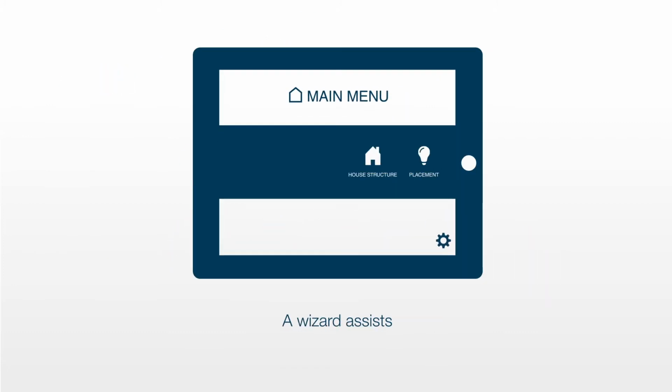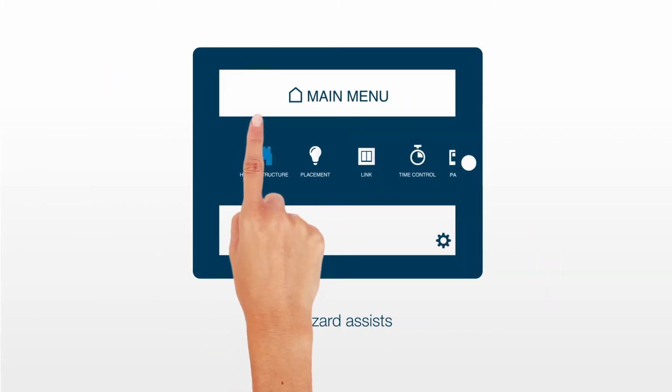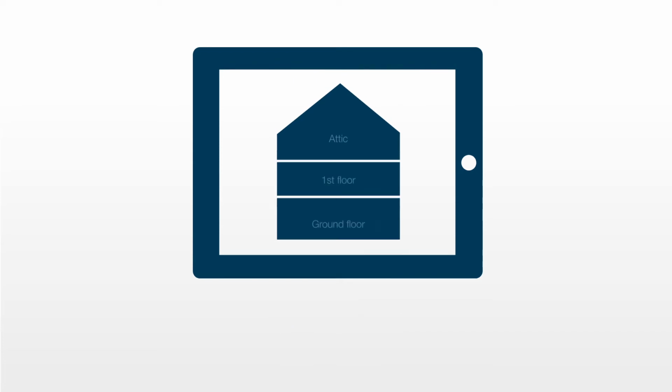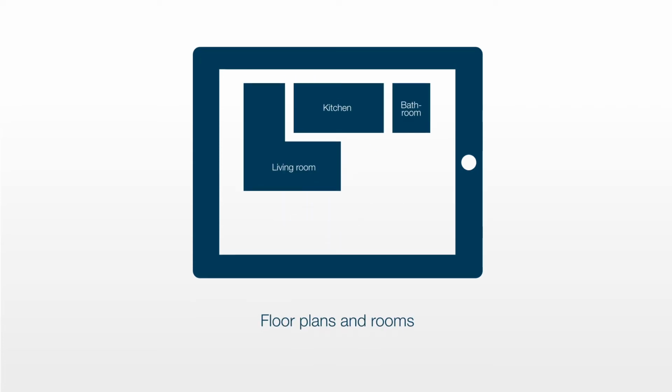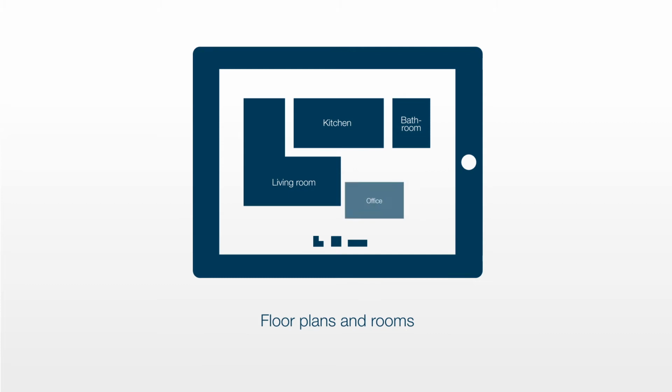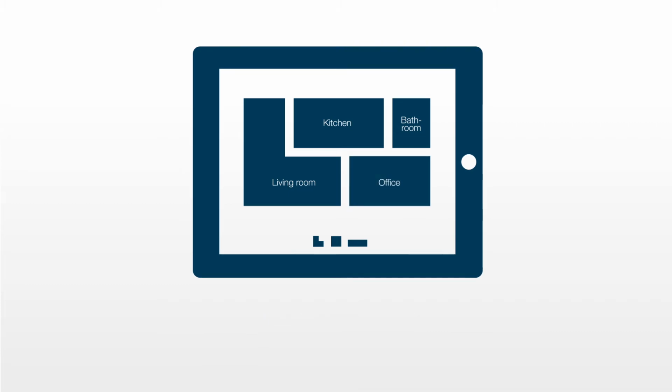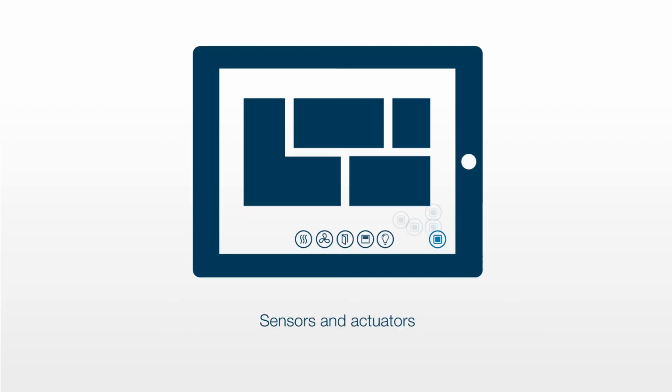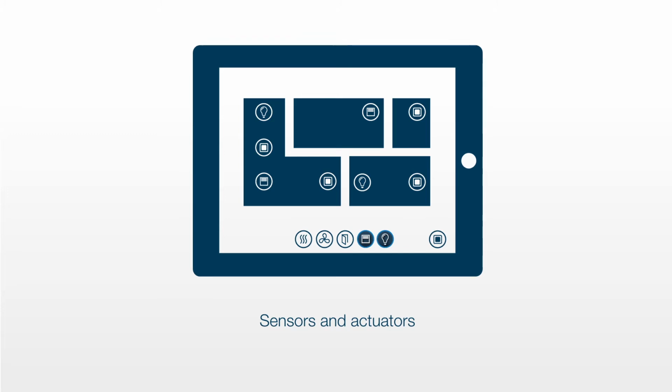An assistant, the wizard, guides you through the configuration. The floor plan of the building and the rooms are set up. The sensors and actuators are inserted into the floor plan, positioned and identified in the actual installation. All elements can be combined as desired and also be adjusted at a later point in time by the customer.